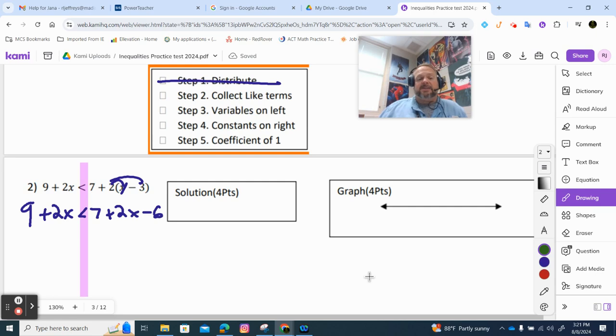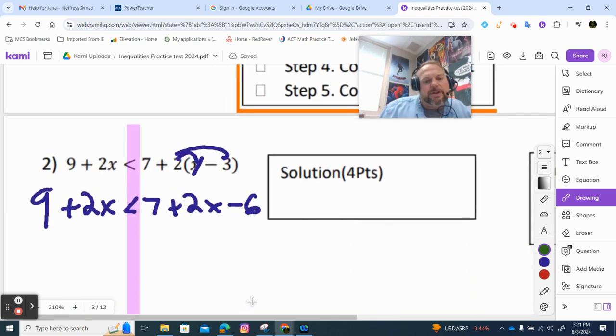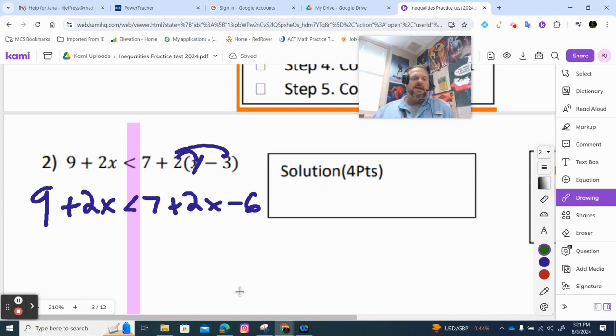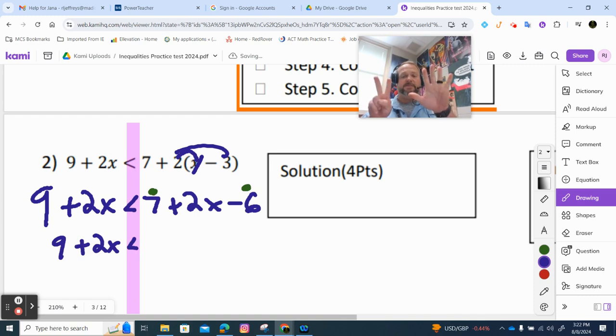Now collect like terms. So let's zoom in, let's get real close and personal. This is a number without a letter, and so is this. That means we can combine them. They can live a happy little non-letter life. 9 plus 2x. If I have 7 of something and I take 6 of them away, I have 1.